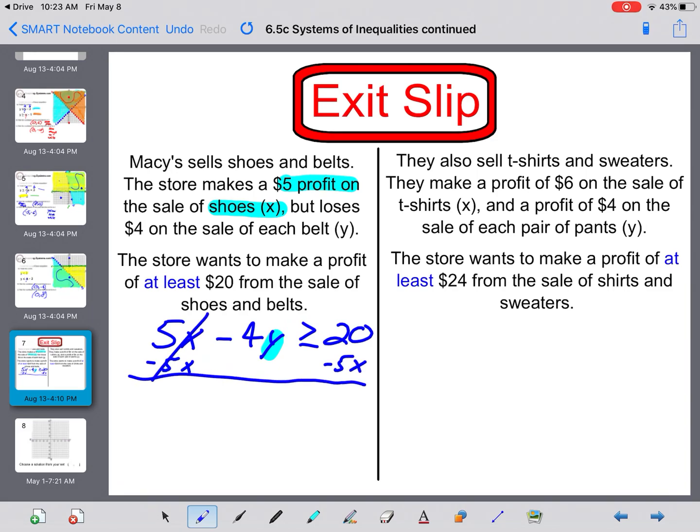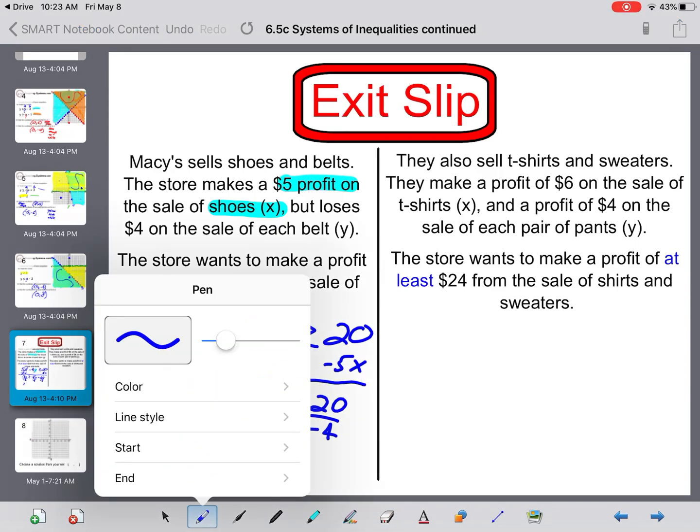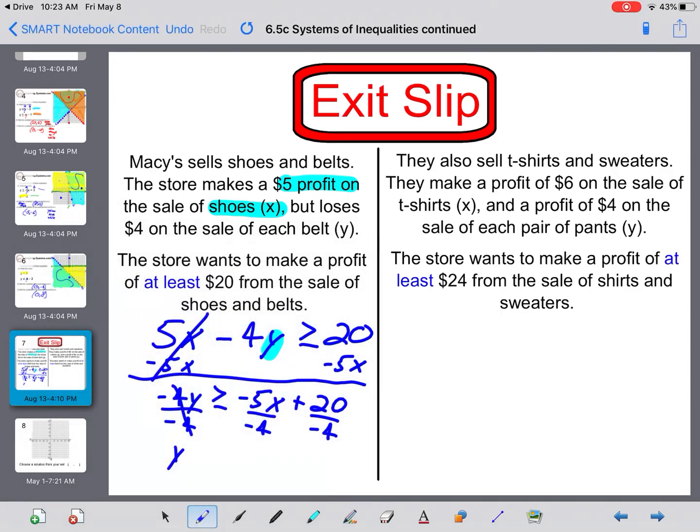So I'm going to subtract 5X on both sides. 5X's cancel on the left. Negative 4Y is greater than or equal to negative 5X plus 20. I'm going to divide everything by negative 4 to isolate that Y value. Negative 4's cancel. Y is greater than or equal to, mistake. Alarms, bells, and whistles should be going off.